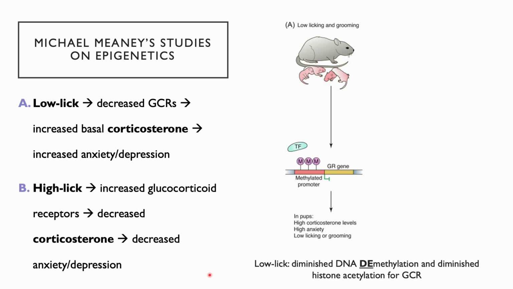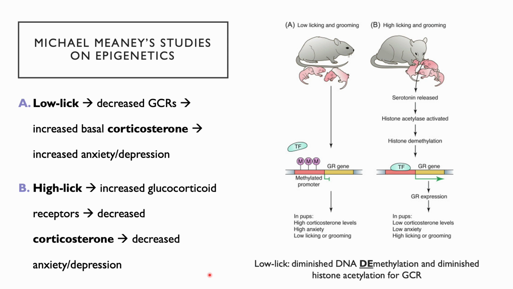Additionally, in the group of high licking moms, meaning these moms were providing more maternal care to their pups and more bonding with their pups, there were better health outcomes associated with this. These pups had lower corticosterone levels, so remember that is a type of cortisol in rats. They had lower anxiety-like behavior, and they had increased glucocorticoid receptor expression. So ultimately, maternal care can actually affect the way that genes are expressed. This is epigenetics at play.